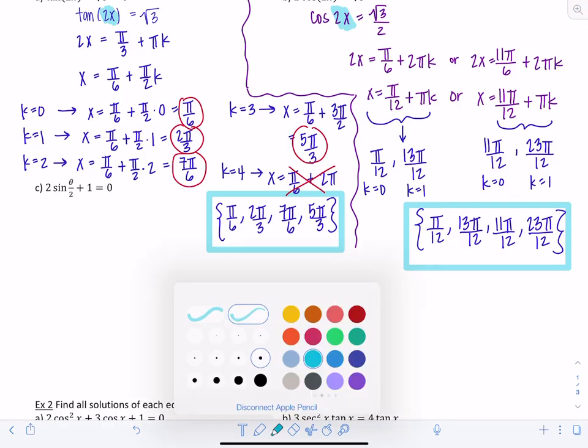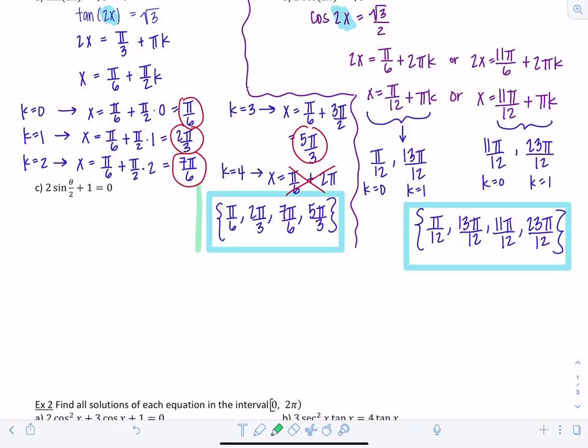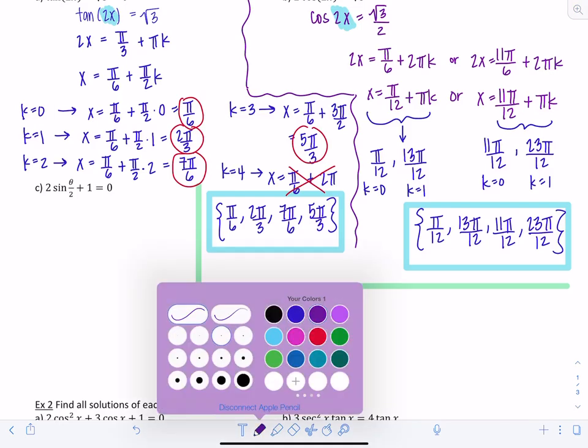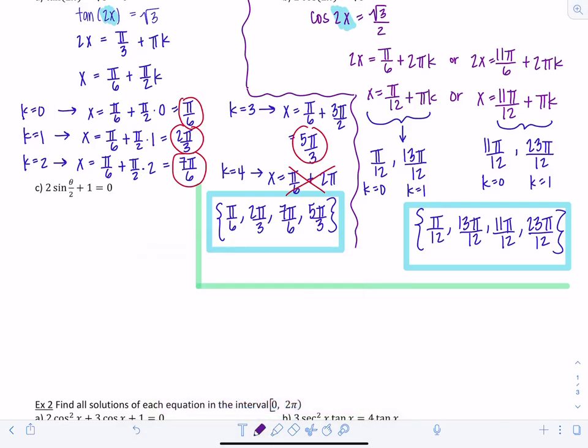Okay, next one. Here, let's separate these. 2 sine of theta over 2 plus 1 equals 0. So to start, I'll isolate sine of theta over 2. So I have 2 sine theta over 2 is negative 1. So sine of theta over 2 equals negative 1/2.